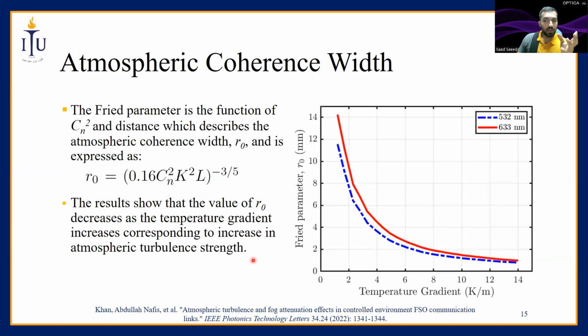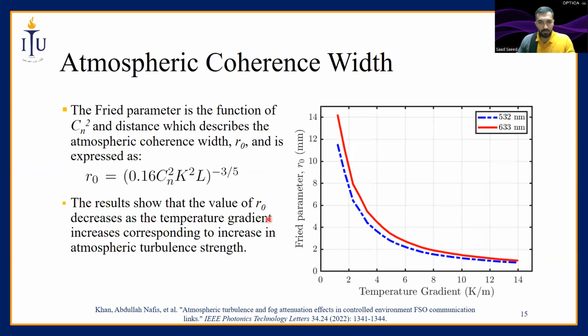Finally, the atmospheric coherence width is called the Fried parameter, which is a function of Cn squared and distance L. Here, we can see that the Fried parameter is a function of Cn squared, k squared, and L. This Cn squared is the structure parameter, L is the length, and k is the wave number of the optical signal. From this plot, we can see that the atmospheric coherence width decreases for rising temperature gradients. So we conclude that the coherence width of 633 nanometers is higher than that of 532 nanometers, which indicates that higher wavelengths can perform better for given temperature gradients.